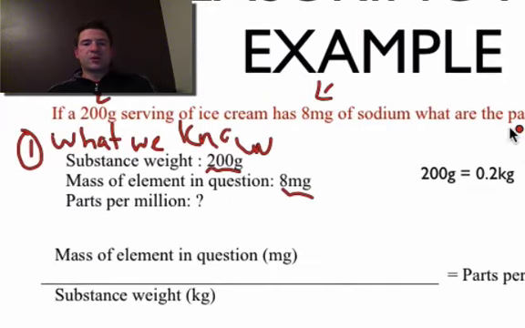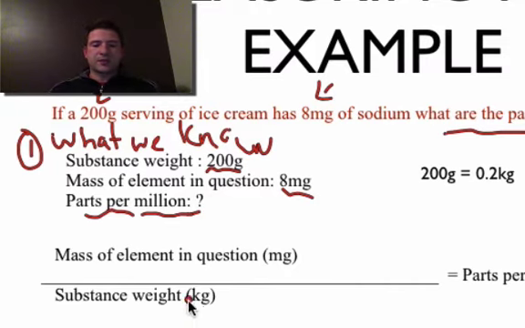But what don't we know? It says, what are the parts per million? Well, that's right here. We don't know, so there's a question mark. Now the next thing we need to do: if we look down in this equation, substance weight is recorded in kilograms, but up here we have grams.